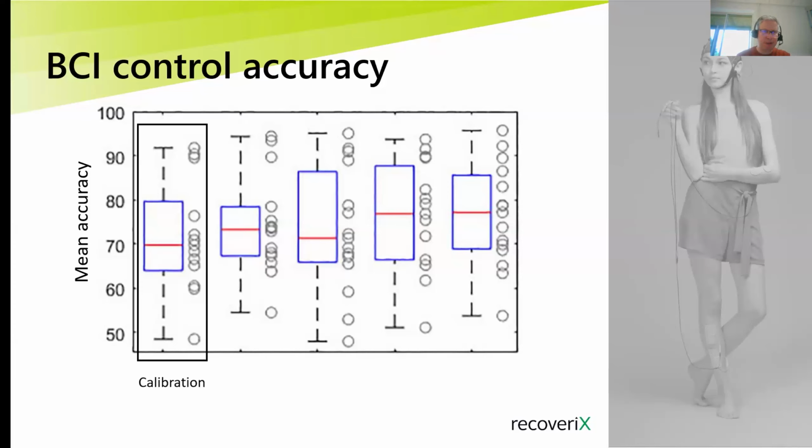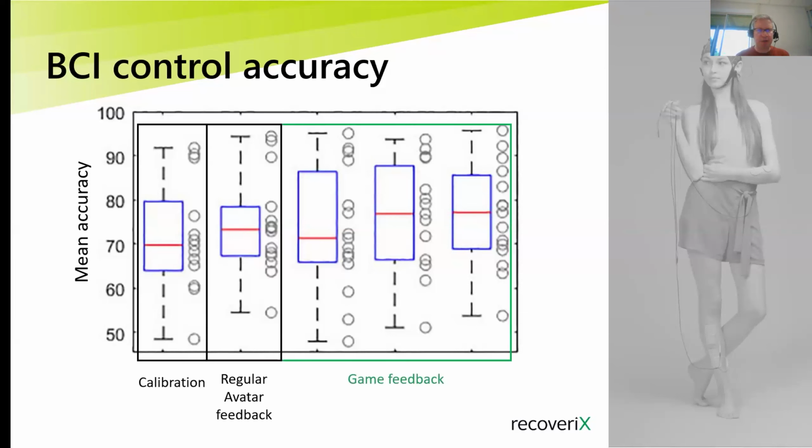So we compared the accuracy during the calibration with the standard avatar, and then the accuracy during the first session, standard avatar. And then we compared it with the second session and the first 1 to 3 runs with game feedback. And yeah, what we see is that in total, especially here, the accuracy increased even a little bit. Here it first decreased, but after all, it even increased a little bit. So this means the control accuracy was not negatively affected by the games.